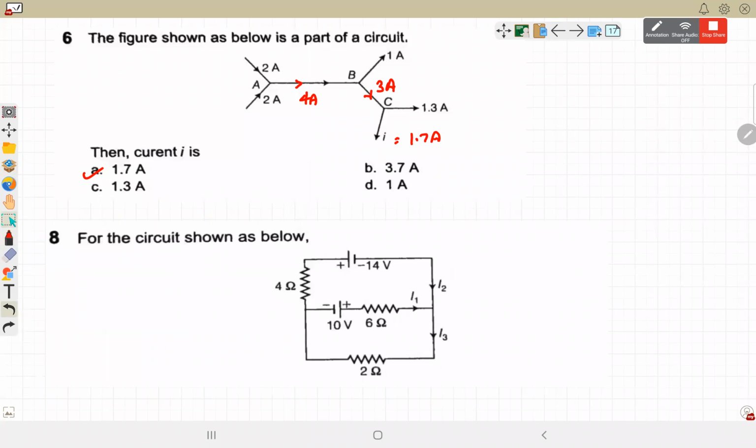Solve this. I am not going to solve this. We have done such questions. So there are 2 loops, and for 2 loops there will be equations, and one equation will come from the junction law.